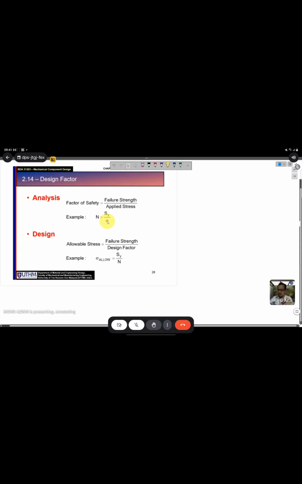Stress here is your maximum stress. Make sure this strength is bigger than the stress, so N must be bigger than 1. When N is bigger than 1, your part will be safe. When N is less than 1, your part will fail.